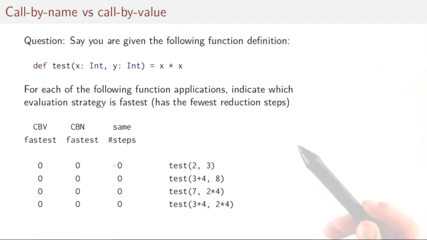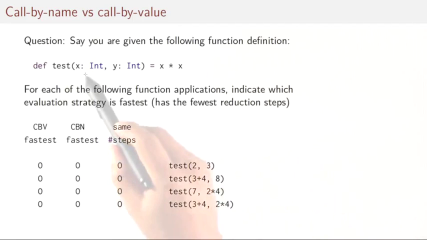Here's a question. Say you're given the following function definition. def test(x, y) = x * x. For each of the following function applications, indicate which evaluation strategy is fastest, by which we mean has the fewest reduction steps. There's first test(2, 3), then test(3 + 4, 8), test(7, 2 * 4), and finally test(3 + 4, 2 * 4).